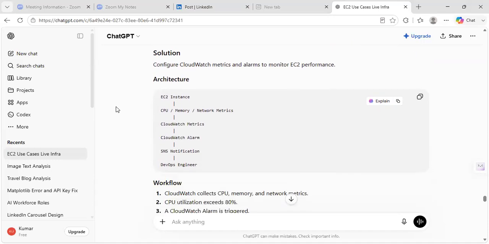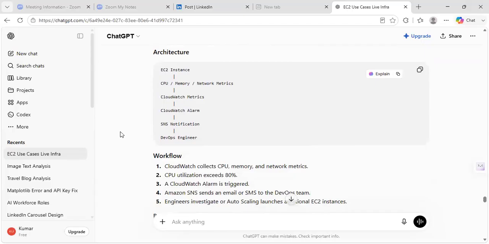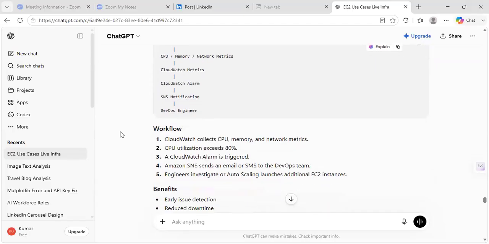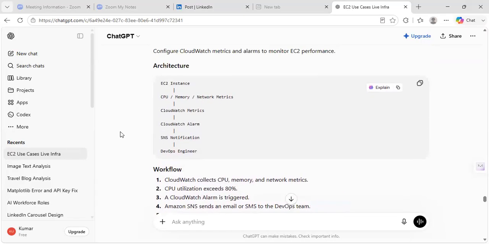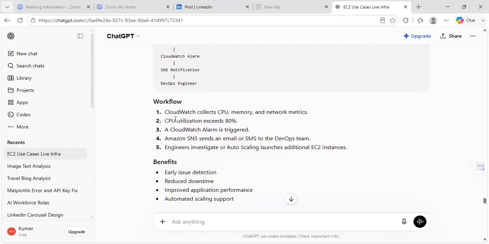So then EC2 instance is there. It tracks the CPU performance, network metrics, then CloudWatch metrics, CloudWatch alarms, SNS notification, DevOps engineer. So what is the DevOps engineer for? Deployment status tracking, right? So the workflow tasks are these.